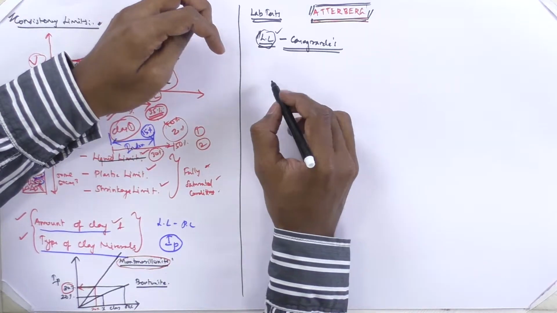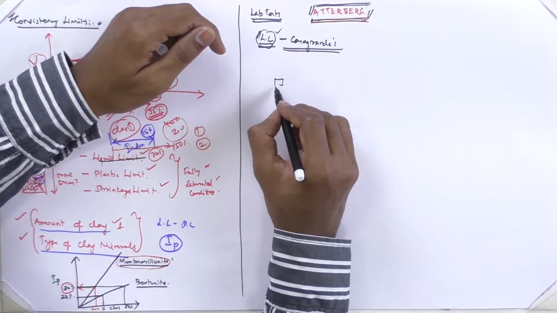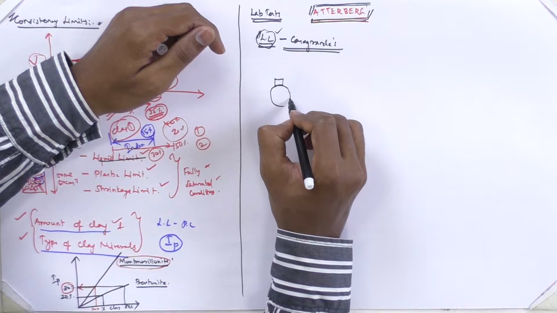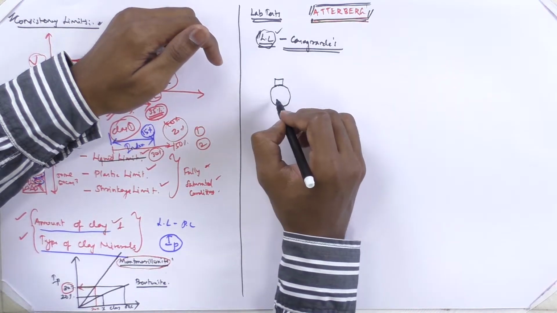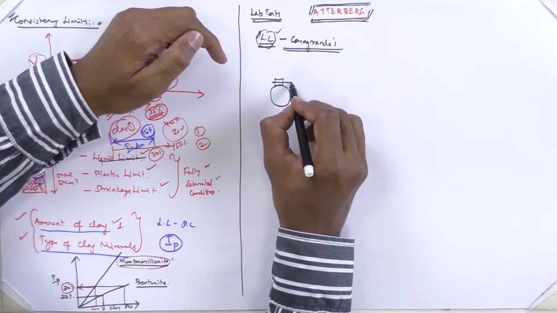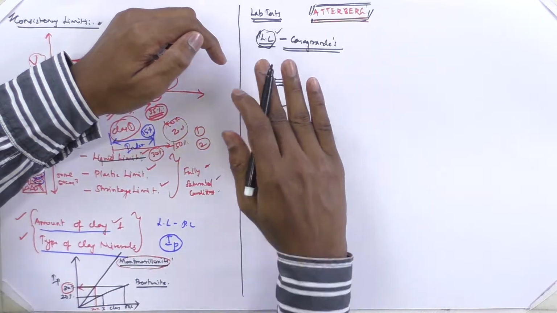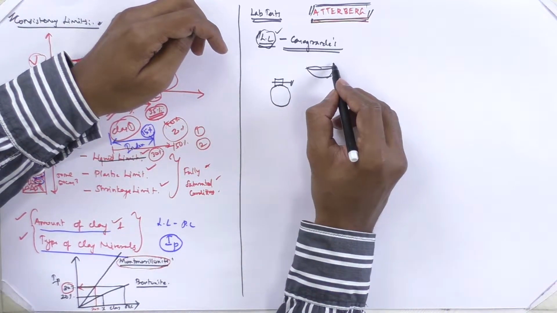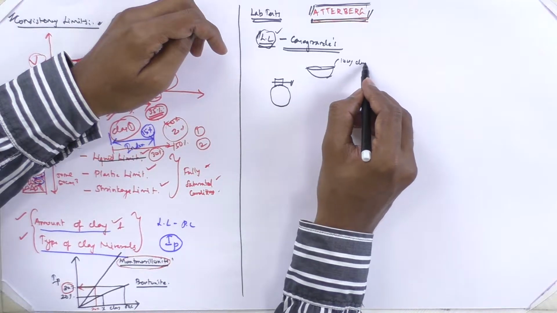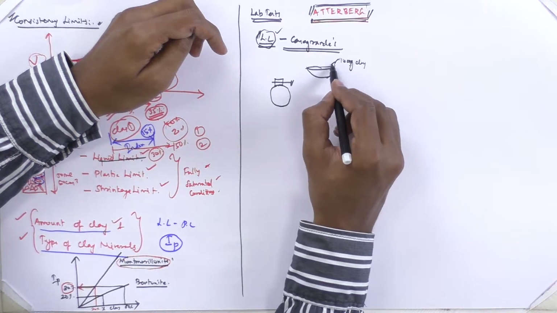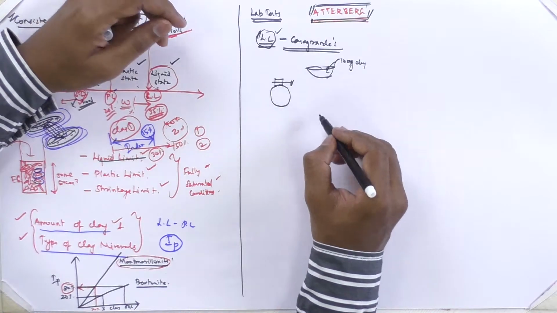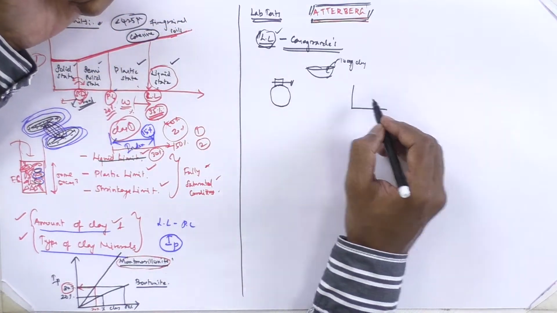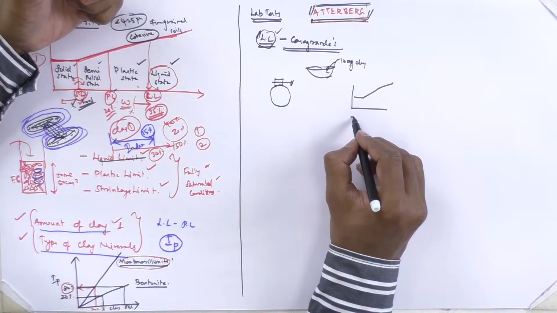So what he is telling is, we have to take a bowl. It is a bowl setup, and while giving rotation it goes up and down. We take 100 grams of china clay sample and add it. And now, in this graph, we go like this.